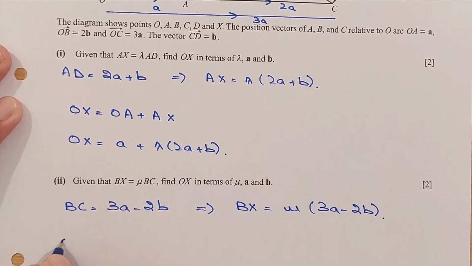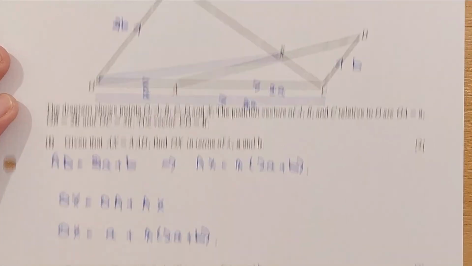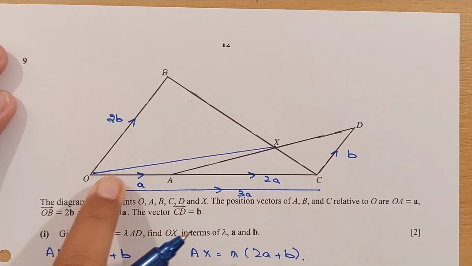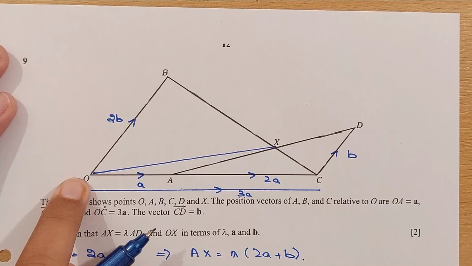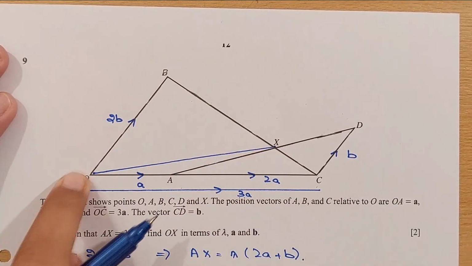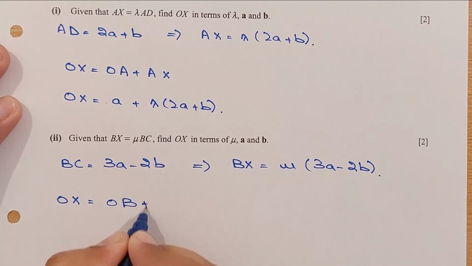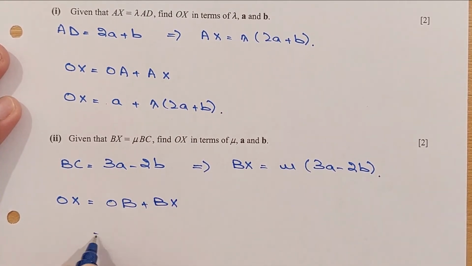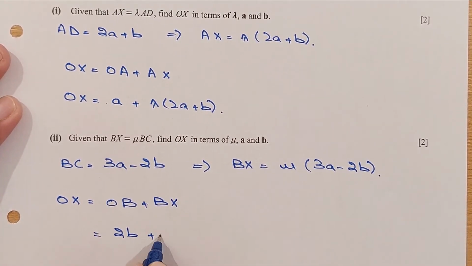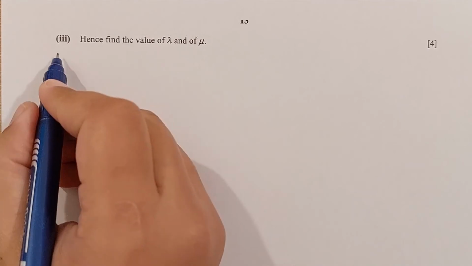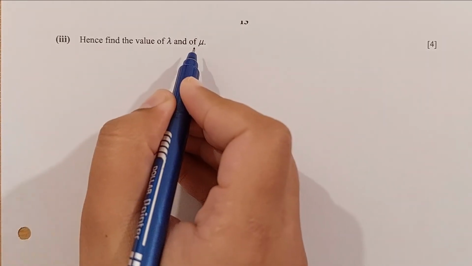Now let me find OX, which involves mu, right? So this path involves mu. OX follows a path of O to B and B to X, that is OB plus BX. OB is 2B, BX is mu times (3A minus 2B), right? Now for part 3, hence find the value of lambda and mu, right?